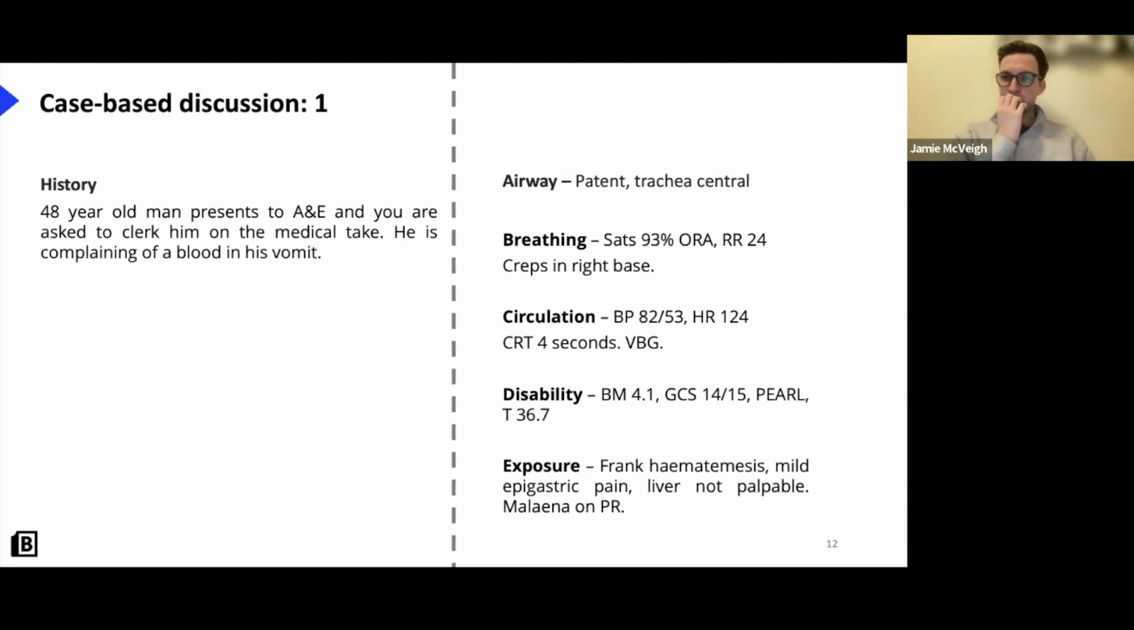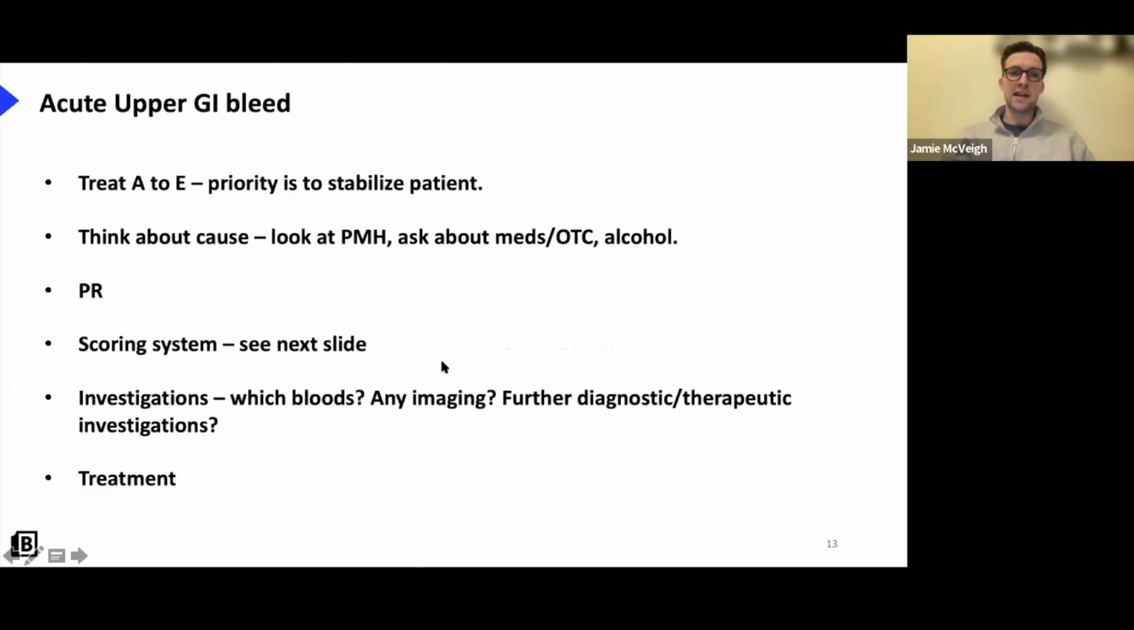Now, there's a couple of scoring systems we can use. One is the Rockall score, and then the second one is, this is what we've just been through, A to E, think about past medical history, meds, alcohol, PR we've talked about, scoring system we'll go on to, and then what else needs to happen. So this is the Glasgow Blatchford score, which is the one I classically use.